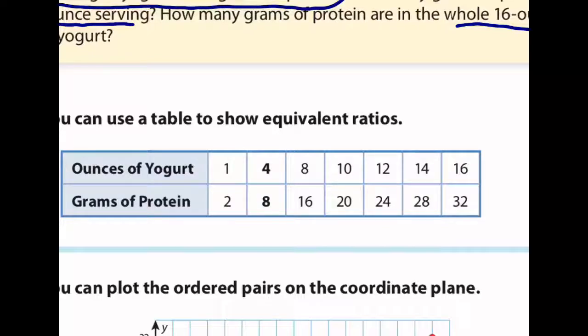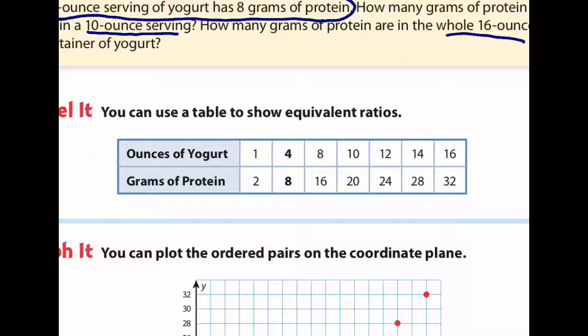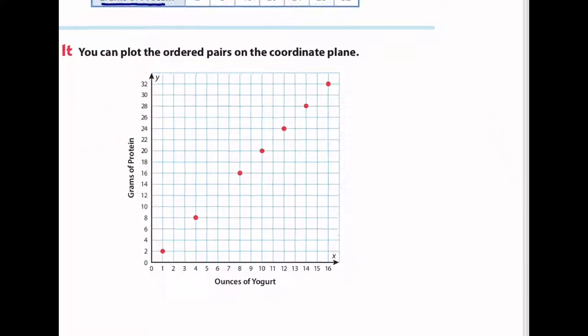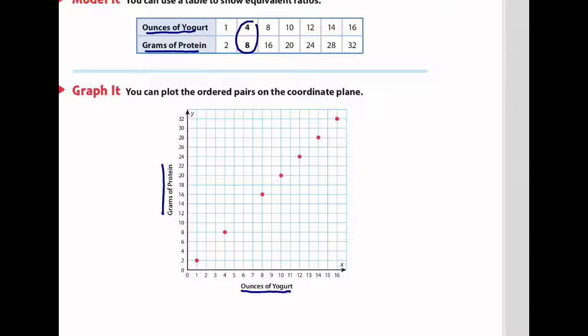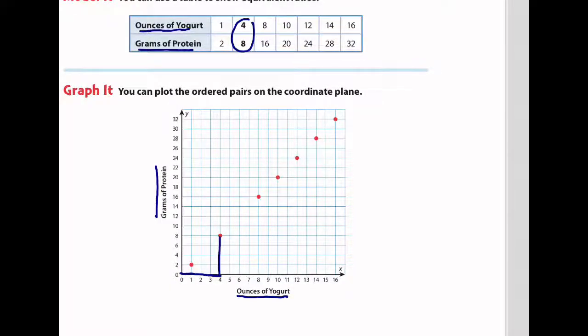And now we're going to show you how these same equivalent ratios can be graphed in a coordinate plane. So notice up here where it says ounces of yogurt, grams of protein. In our coordinate plane, we have ounces of yogurt and grams of protein. So this is the y-axis, the grams of protein, and the x-axis, which is labeled there, is the ounces of yogurt. So you remember that original ratio up here, 4 ounces of yogurt, 8 grams of protein. So if I go over to 4 ounces of yogurt and up to 8 grams of protein, notice that ratio is represented right there with a dot.